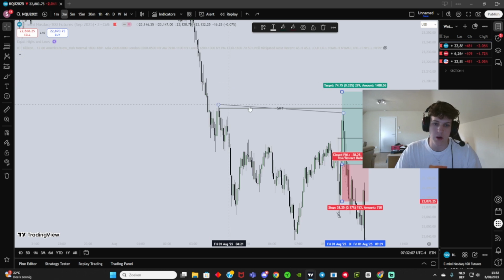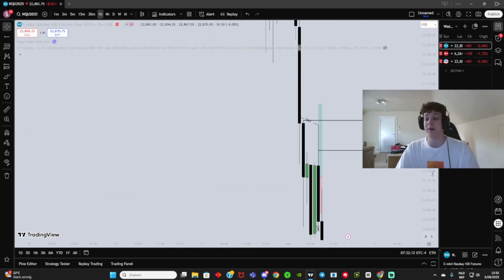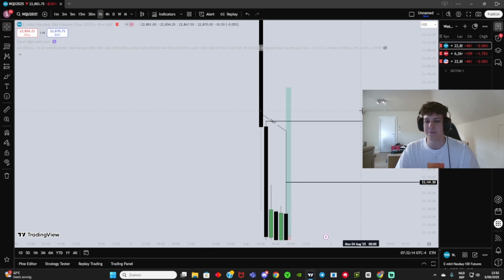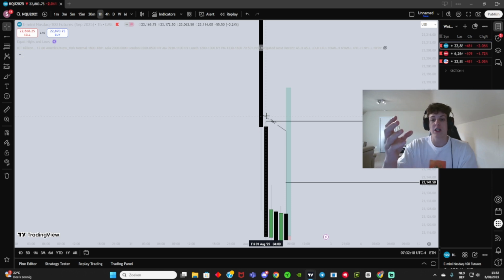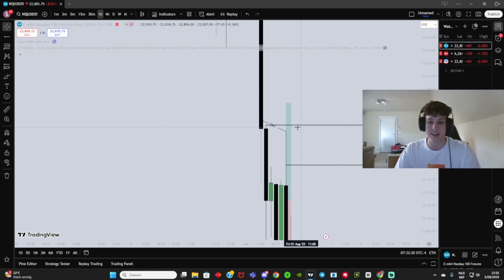So I held for the 1 hour imbalance. Why the 1 hour imbalance? Because my bias is bearish, so I want a rebalance into a higher time frame FVG so we can continue lower, which we didn't get on NQ.